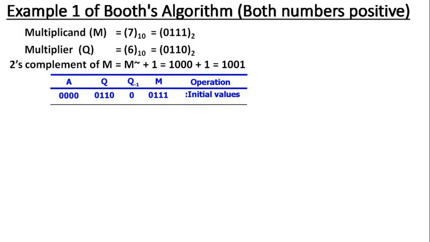Then the second column will be register Q. As given just above that table, Q is equal to 0, 1, 1, 0. Simply copy it. Then Q minus 1. In the flowchart and in the basics before that, we have seen that Q minus 1 is an additional bit, and this is initialized to 0. So it is written here. And then the multiplicand M, which is 0, 111 shown above, is simply copied here. These are the initial values.